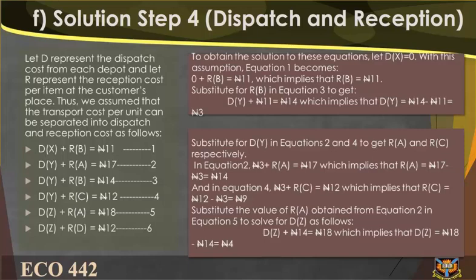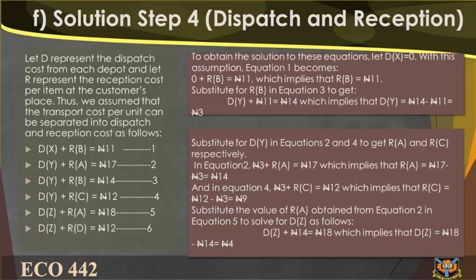With this assumption, equation 1 becomes 0 plus R(B) equals 11 naira, which implies that R(B) equals 11 naira. Substitute for R(B) in equation 3 to get D(Y) plus 11 naira equals 14 naira, which implies that D(Y) equals 14 naira minus 11 naira equals 3 naira. Substitute for D(Y) in equations 2 and 4 to get R(A) and R(C) respectively.